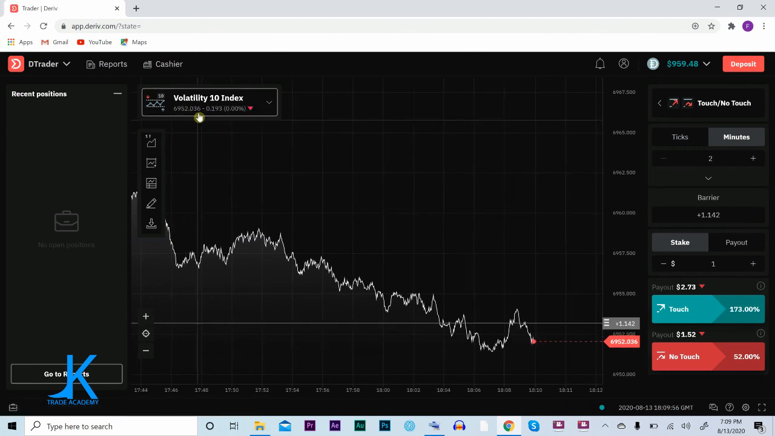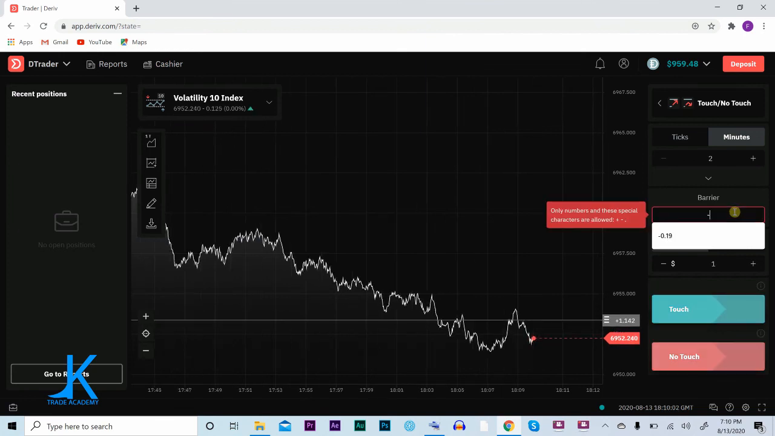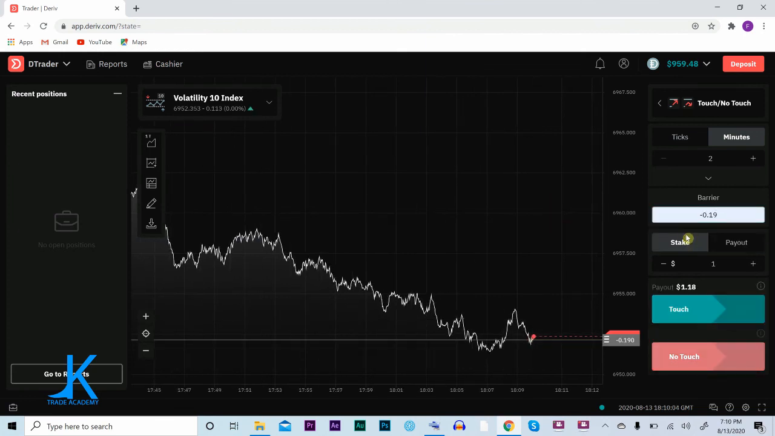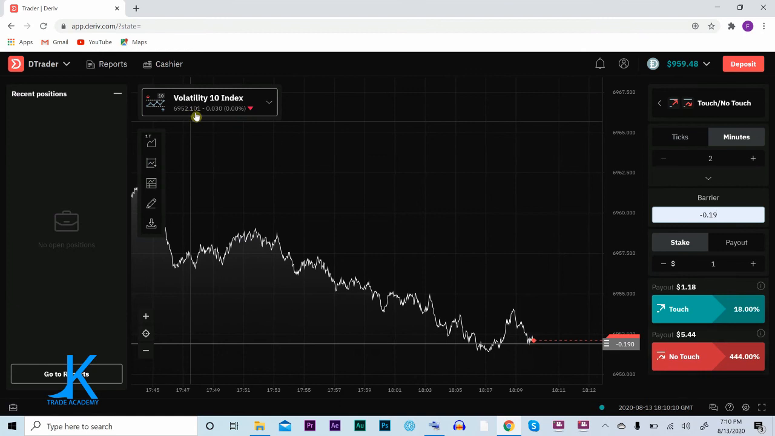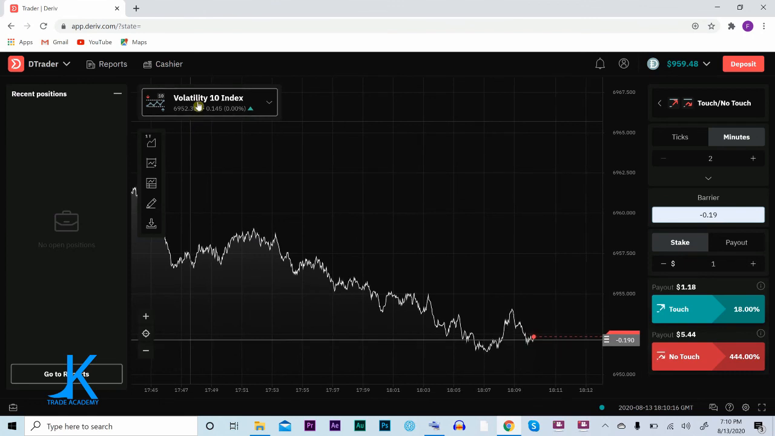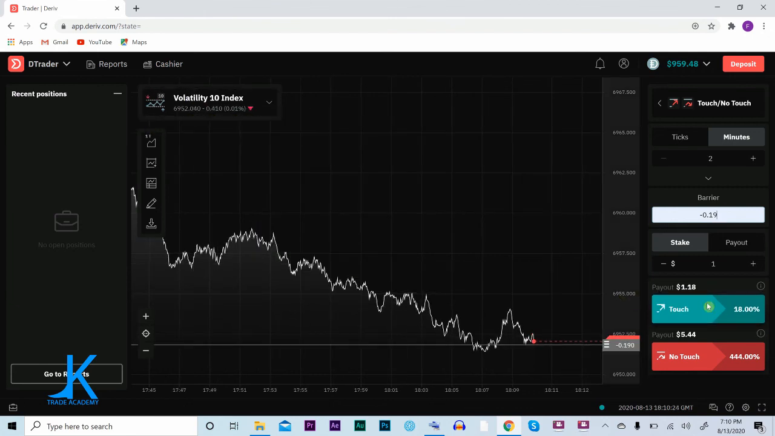Don't forget, you always set your barrier whenever you refresh. Set your barrier to the 19, because if you don't set your barrier, you won't make this profit I told you about. Then you watch out for your last three digits. The last three should be 800. So when you see 800, from 800 to 900, you click touch, and you make your profit.